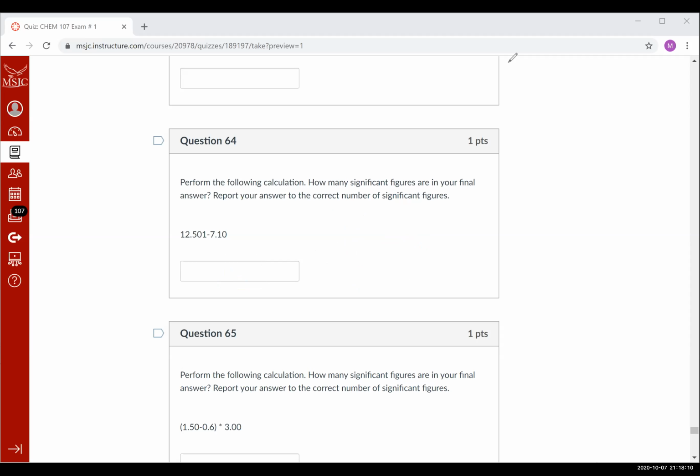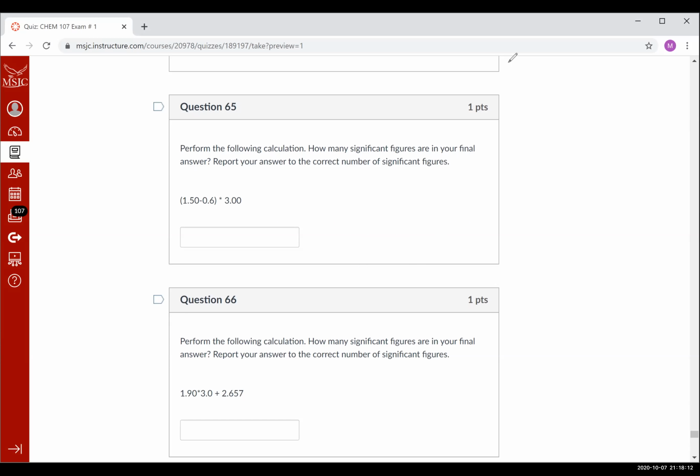Okay, so let's keep going now. In this case, we're asked to do a multi-step calculation. First we're doing subtraction: 1.50 minus 0.6. So we only retain 1 decimal place. That gives us 0.9. Now we deal with the multiplication operation, which cares about sig figs. 0.9 has 1 sig fig, 3.00 has 3, and that gives us 2.7, which we round to 1 sig fig, which would just be 3.